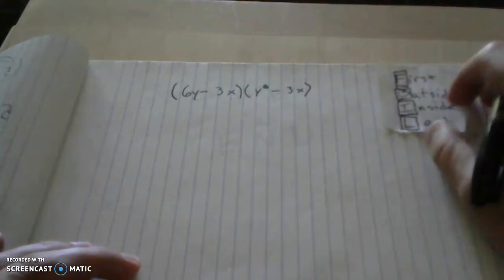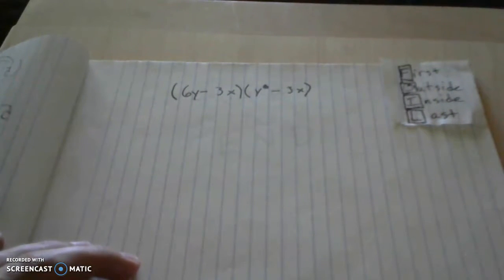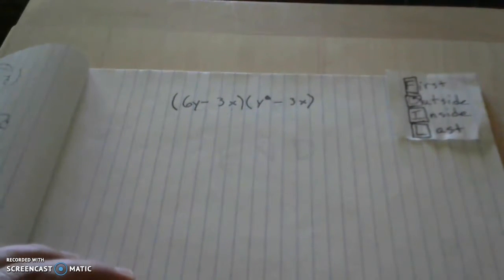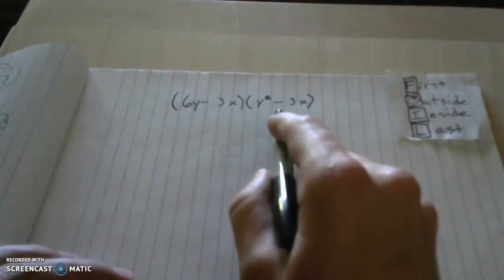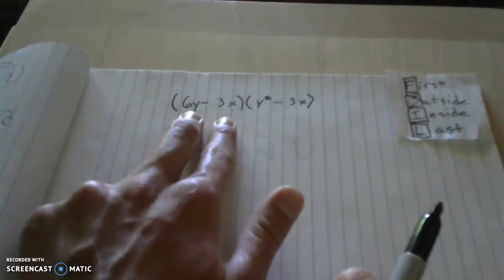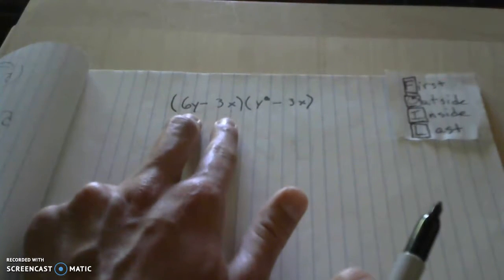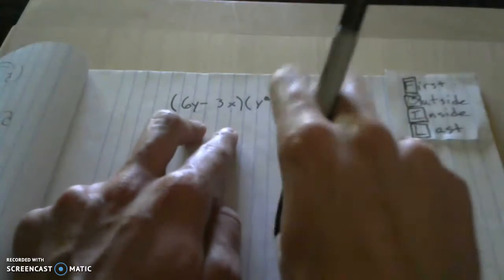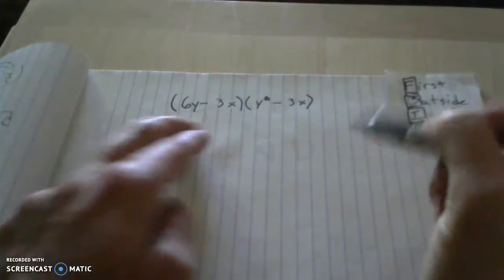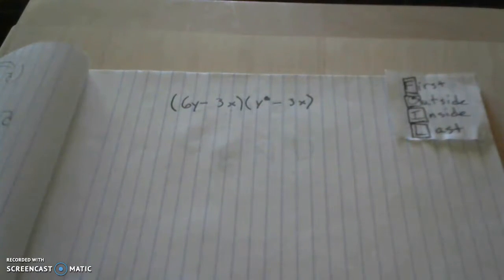And here I made it a little tricky. We have two different variables. We have x and y. But that still doesn't change how we FOIL. Even though we have a y and an x and another y and another x, we have two different terms within this parenthesis, and we're still multiplying it by two other terms here and here. So we just do the same thing as we've always done.